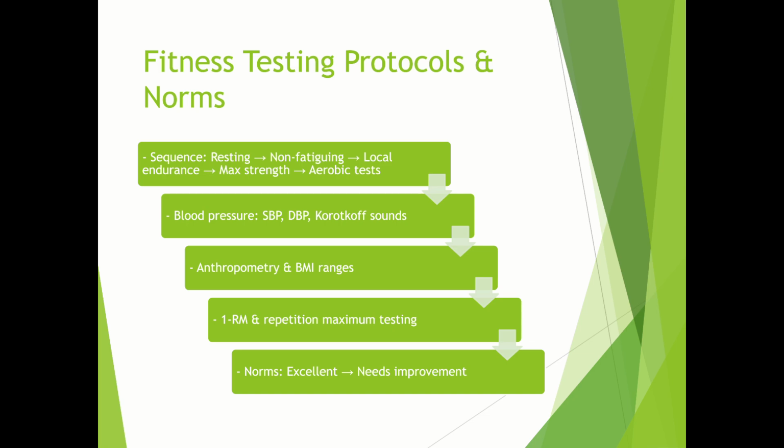Fitness testing protocols and norms. This section reviews the order of testing once again and introduces the use of normative data, which allows us to classify results as excellent, average, or in need of improvement. It also reviews key terminology for blood pressure and explains methods for strength testing.